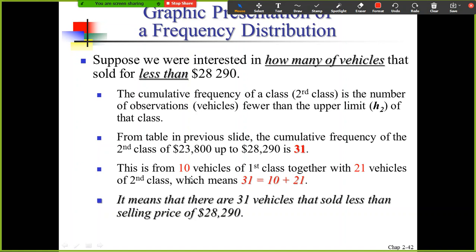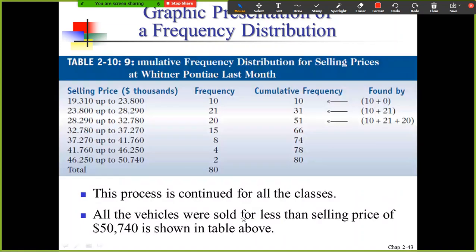Okay, that's why 31. It means that there are 31 vehicles or cars that sold for less than the selling price of 28,290. Okay, by looking at this cumulative frequency distribution for selling prices last month, this is the selling price group or class. There are 7 classes. This is the number of cars sold. It depends on the price of the group.